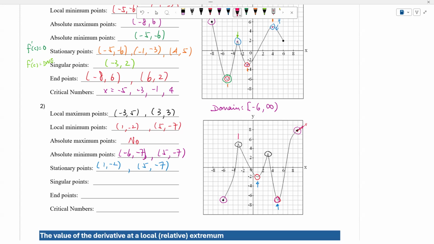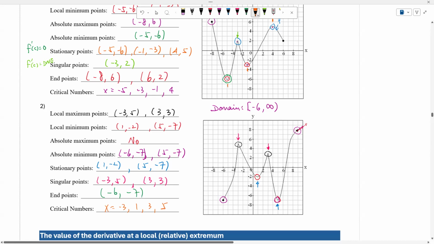How many singular? Again, I think that I have two of them. So they are (-3, 5) and (3, 3). Okay. And I only have one endpoint, which is (-6, -7). Okay. And how many critical numbers? Okay, of course, I have four of them. x equal to -3, 1, 3, and 5.